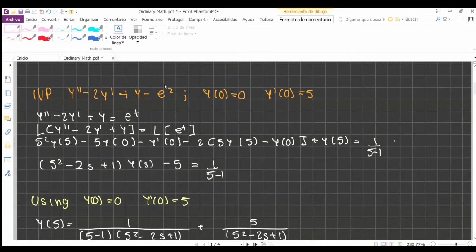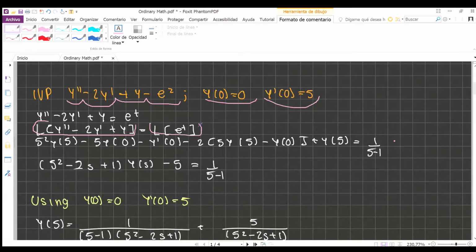To begin with, we have this differential equation, which is the double derivative of y minus 2y prime plus y equal to e raised to t, with initial values of y of 0 equal to 0 and y prime of 0 equal to 5. First, we have to separate this differential equation by terms to be able to extract the Laplace transform of each term.